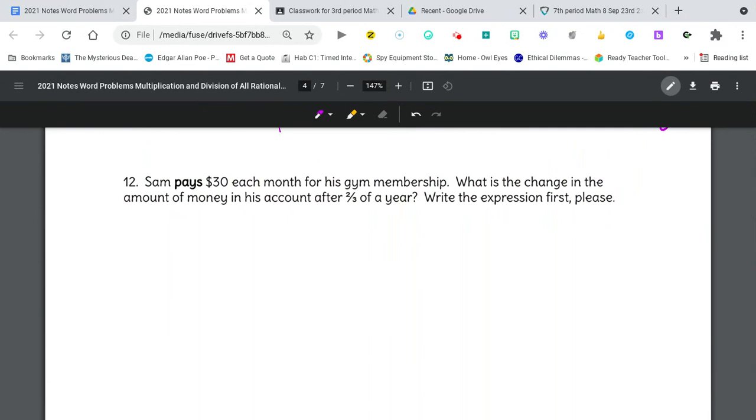It says Sam pays $30 each month for his gym membership. Okay, and if you don't use the word pays, it's not a good thing, guys. It's money that's coming out of Sam's pocket. What is the change in the amount of money in his account after 2/3 of a year? So this one is a tad bit different. So if I don't use the word pays, I got to stick with -30. It's just money that's coming out of his pocket. Now, if somebody is paying him, that's good. But he's paying, so make it a negative.